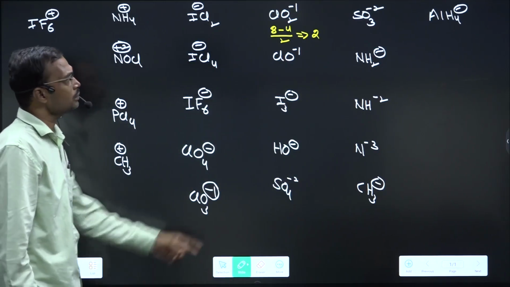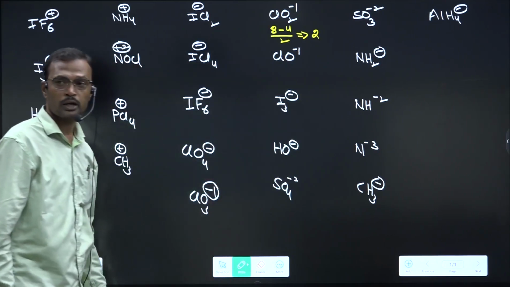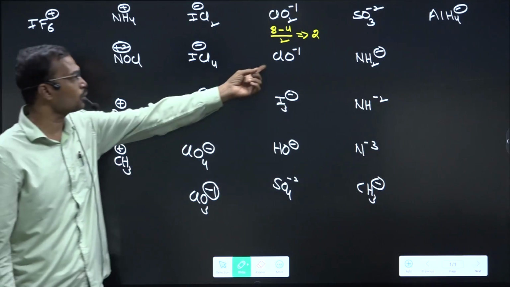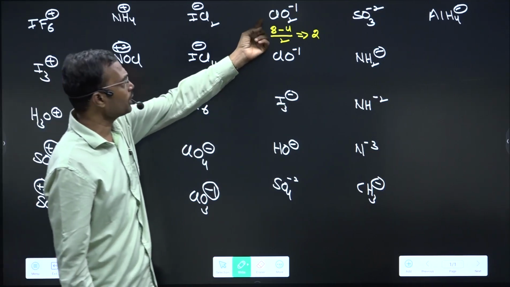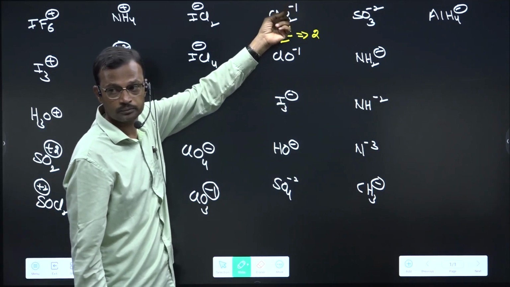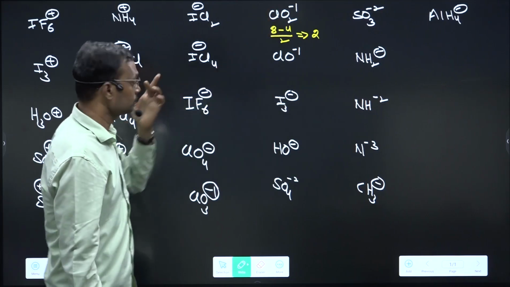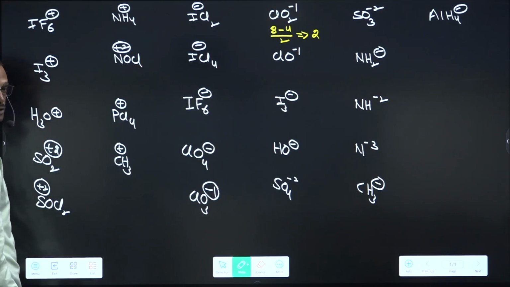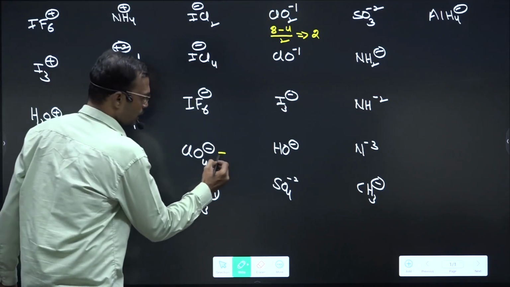How many lone pairs in ClO2 minus 1? Chlorous, that is chlorous. This is called hypochlorous. Suppose if I write HClO2, chlorous acid. Now here, how many lone pairs are present in this one? ClO4 minus 1.